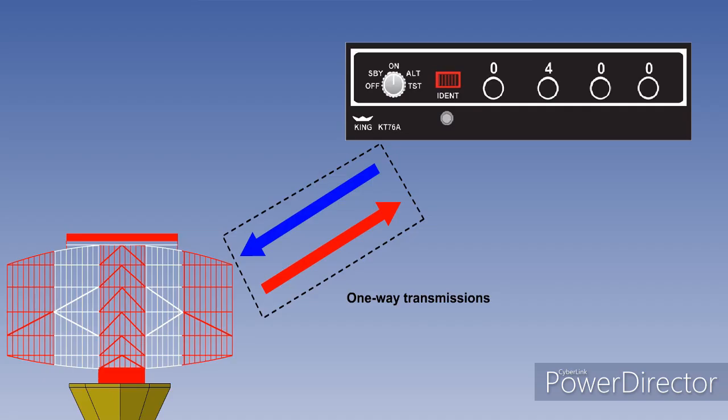To resolve the identification problem, air traffic control allocates a 4-digit code, which the pilot sets on the transponder. When interrogated, the transponder automatically replies with the 4-digit code in the form of pulses. Hence, both transmissions are one-way only, from transmitter to receiver.